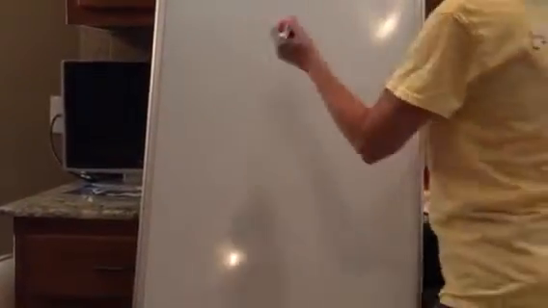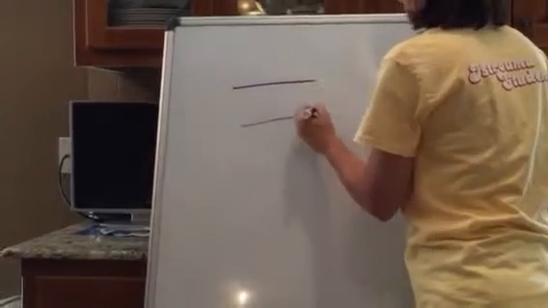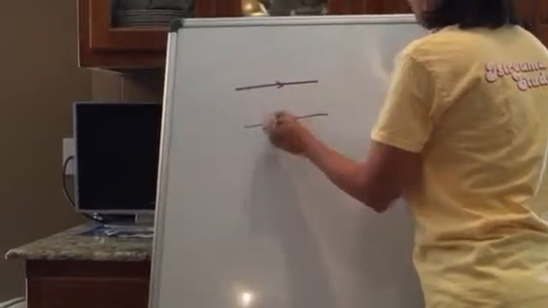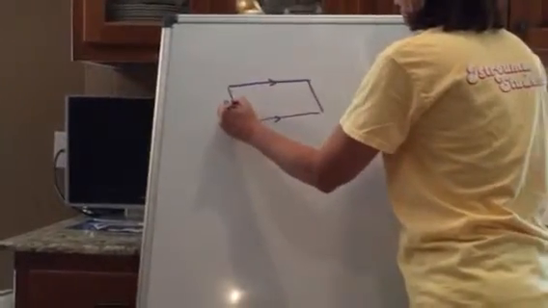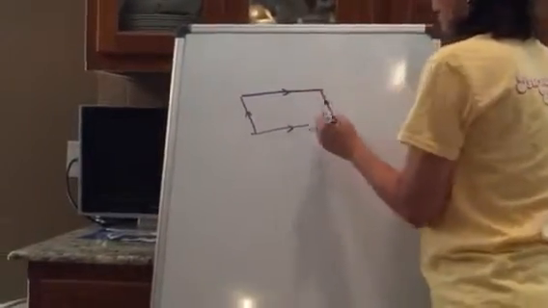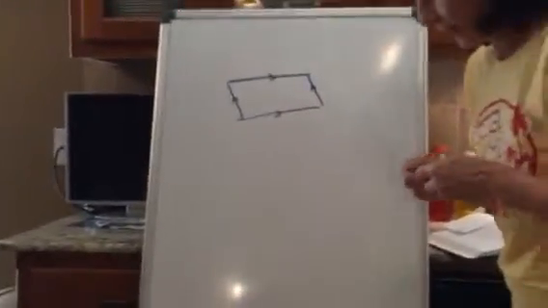First, you need to understand what a parallelogram is. A parallelogram is a quadrilateral that has two sets of parallel lines, so that this line is parallel to that line and this line is parallel to that line. So the opposite sides are parallel.